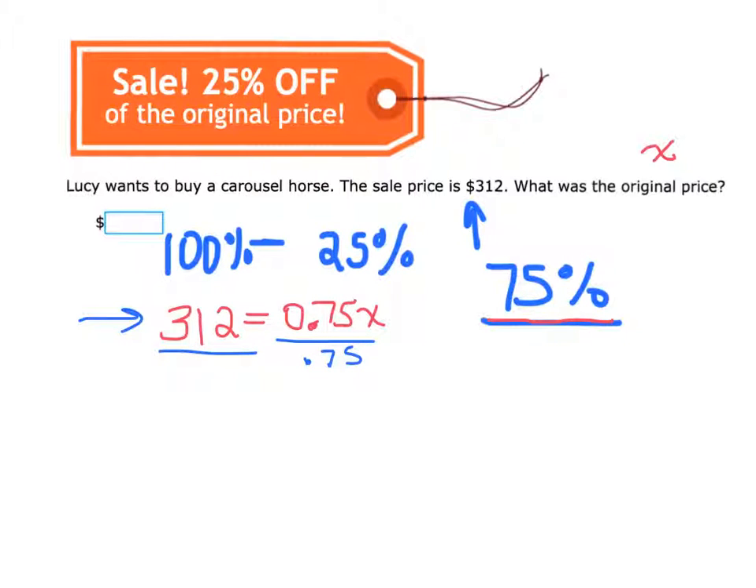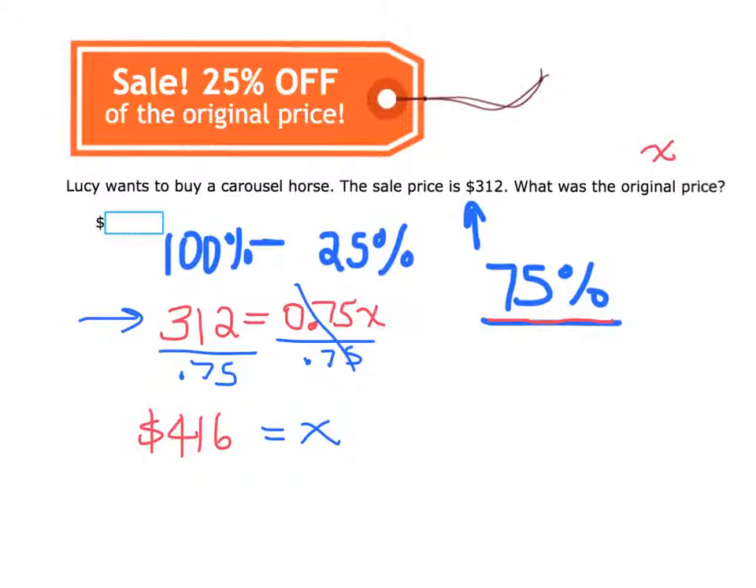If I want to get x by itself, the way to do that is to divide both sides. This cancels out, giving me x. So the original price, x, is found by doing this calculation right here: 312 divided by 0.75. And I do that on the calculator, and when I do, I get an original price of $416. That makes sense because the sale price should be lower than the actual original price.